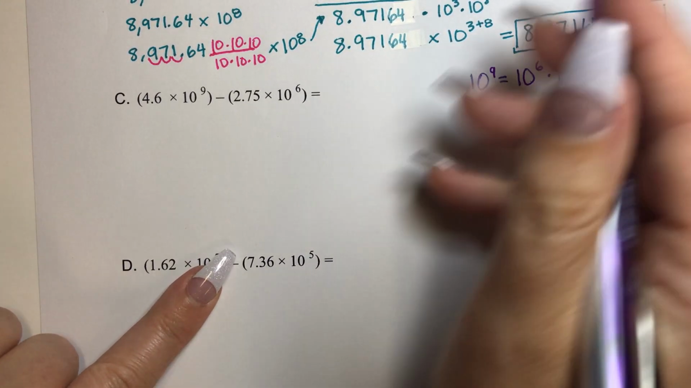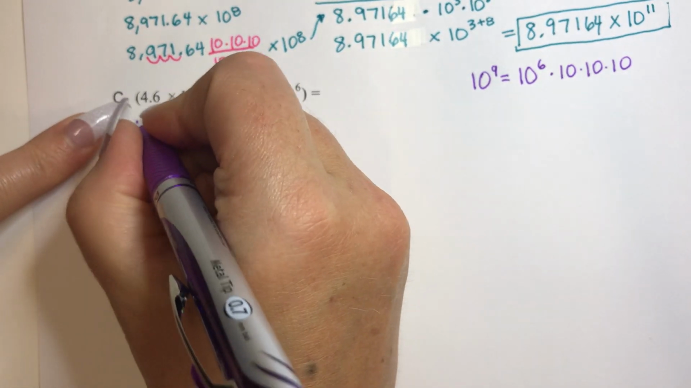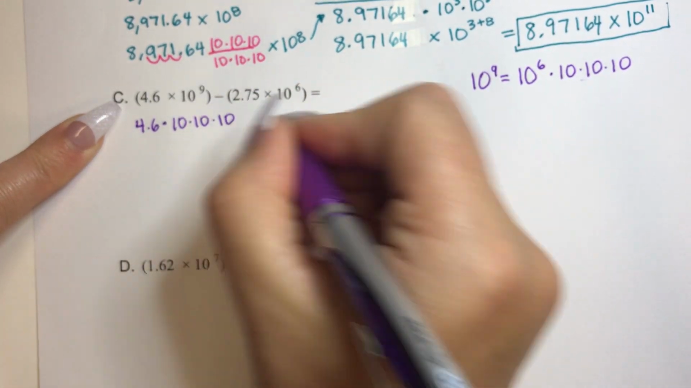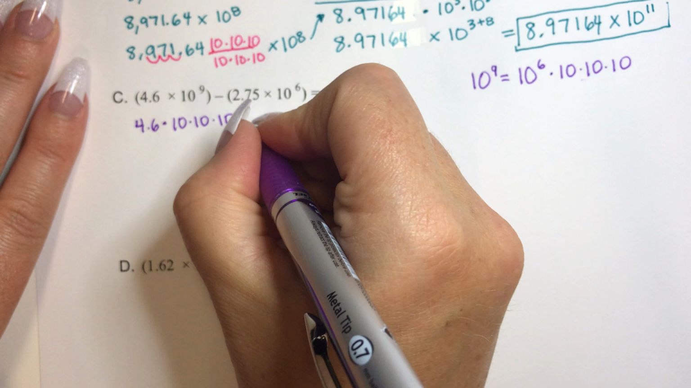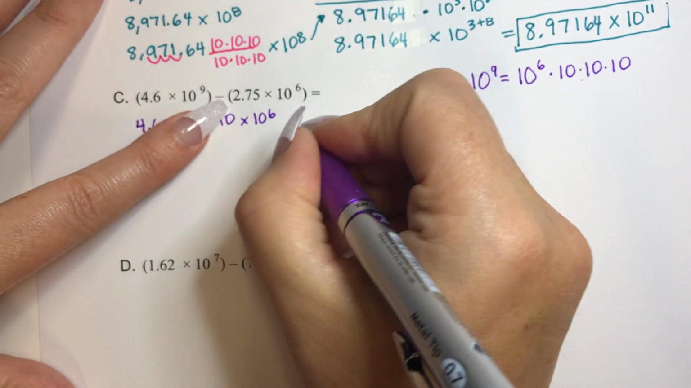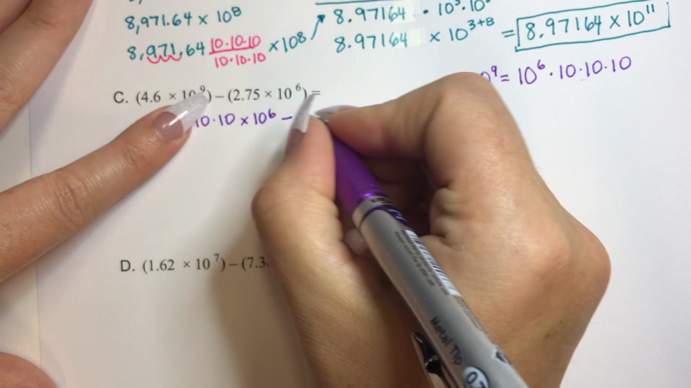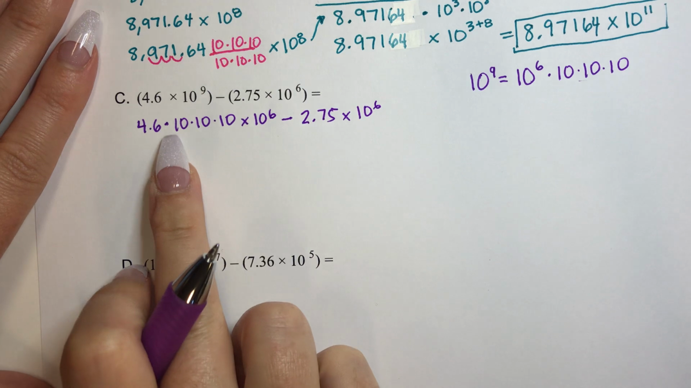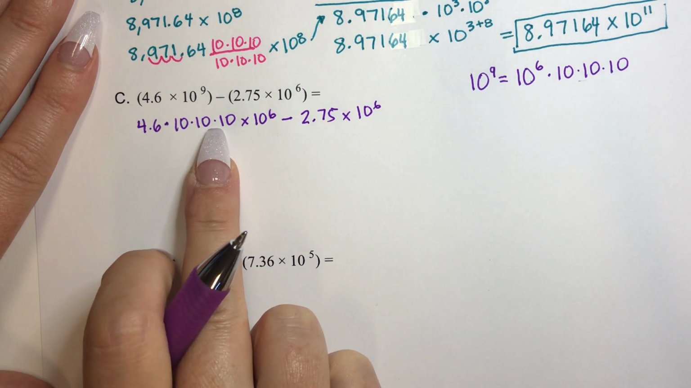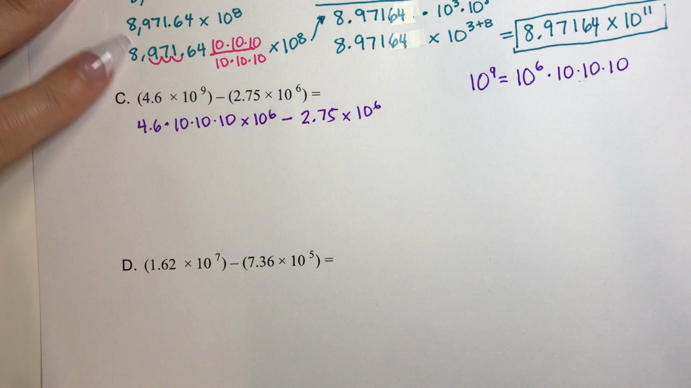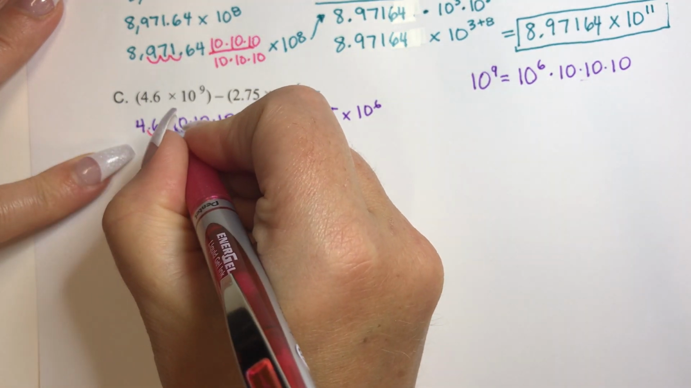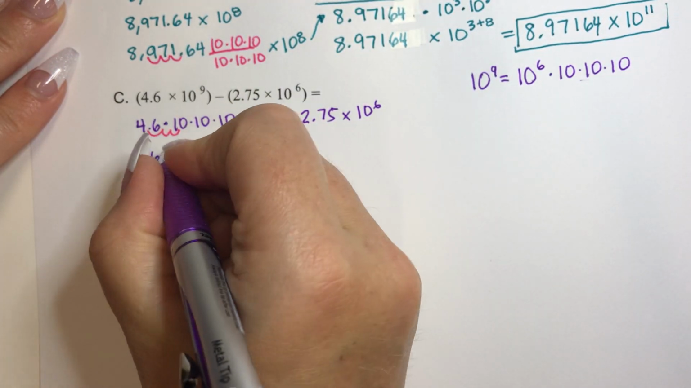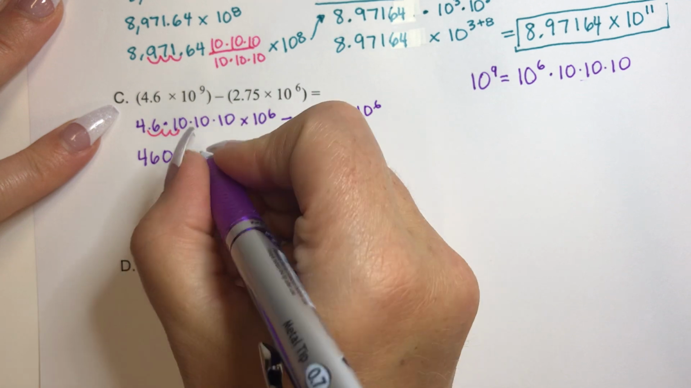Okay, so I'm going to rewrite this as 4.6 times these 3 10s, 10 times 10 times 10, times 10 to the 6, and that's going to be subtracted from 2.75 times 10 to the 6. When I multiply this by 10 3 times, it gets bigger. It's going to get bigger by 1 loopy, 2 loopies, and 3 loopies. We just put zeros in there, so it ends up being 4,600 times 10 to the 6.